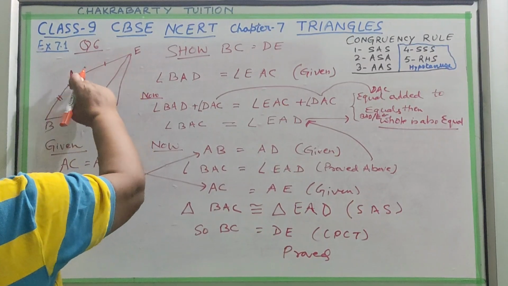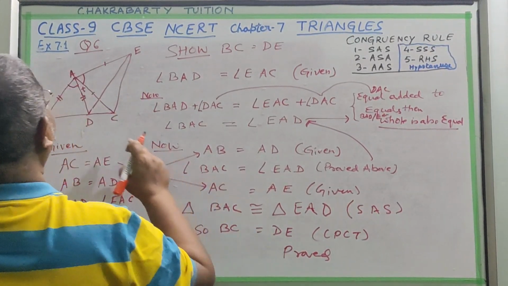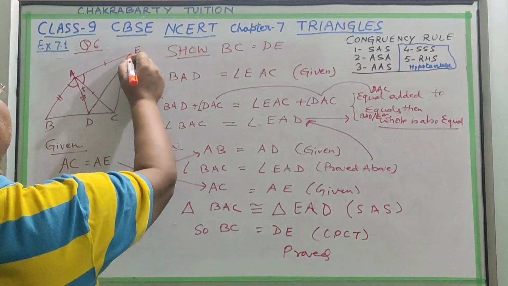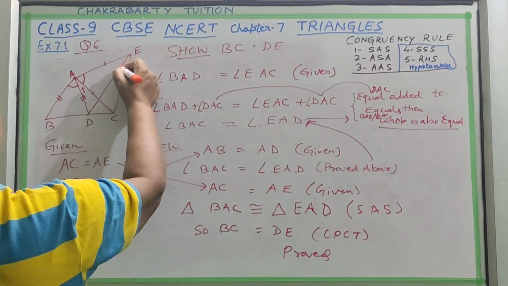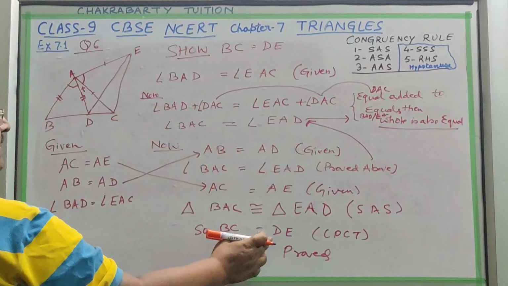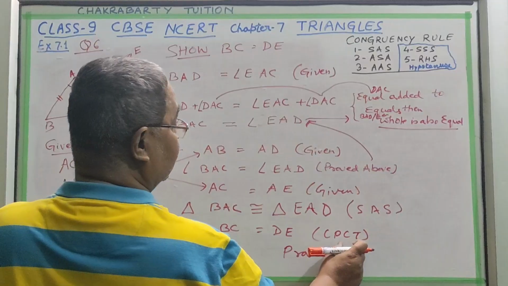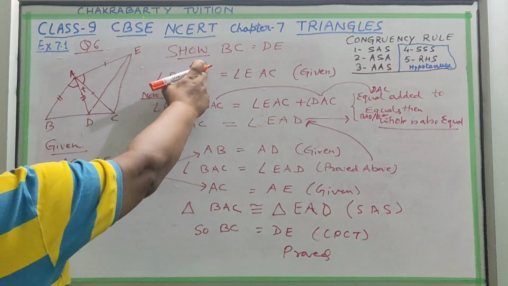here in EAD, what happened? DE. So this DE will be there. In EAD, this is also their baseline. So BC is a baseline, and DE is also a baseline. Corresponding parts of congruent triangles will be equal. So your question is proved.